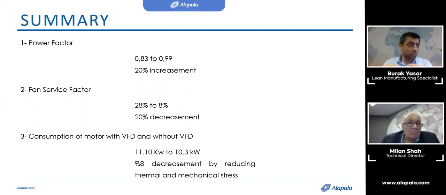And the second one, the fan service factor. We reduced mechanical and thermal stress, and this way we reduced the fan service factor by 20%. We got rid of some worries. And also our power consumption reduced accordingly.